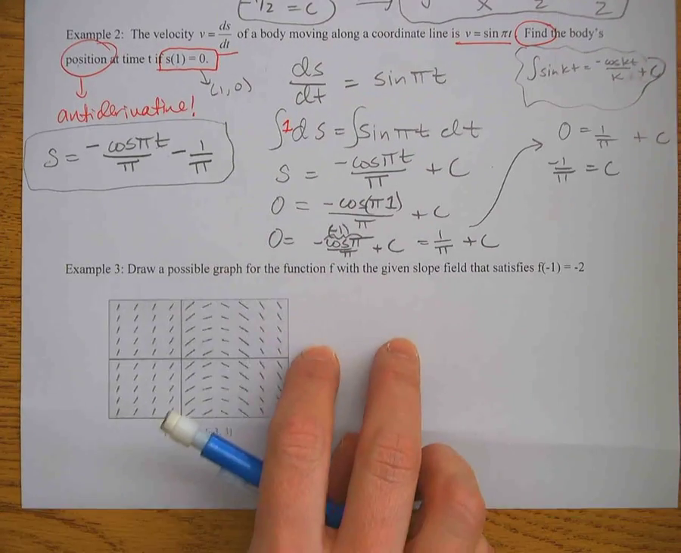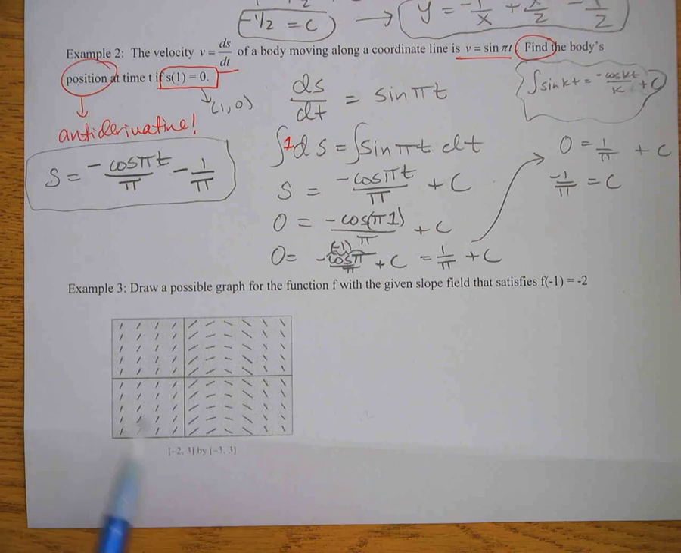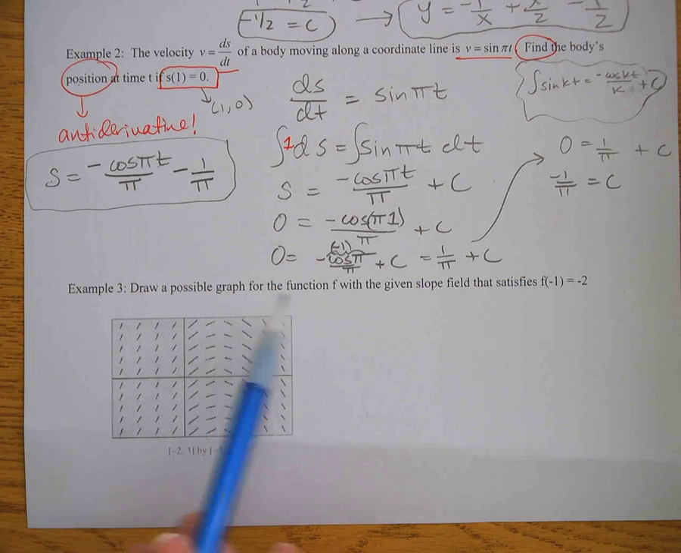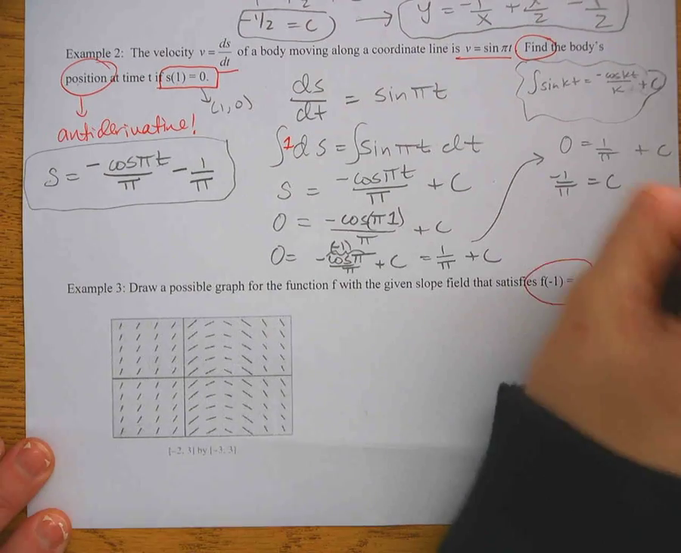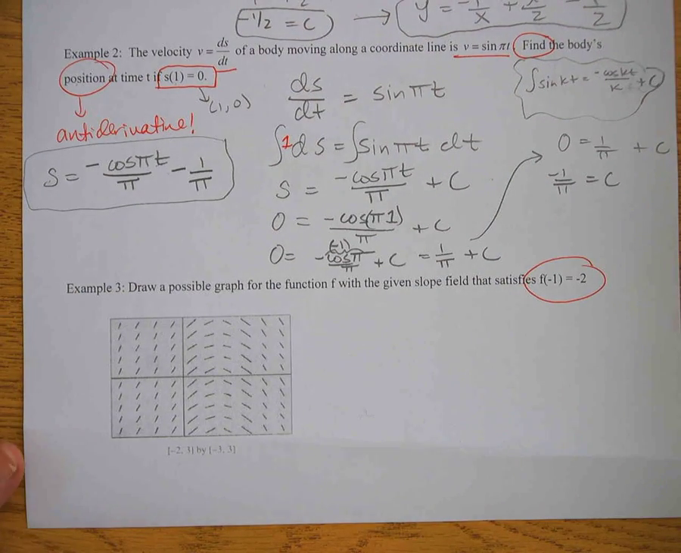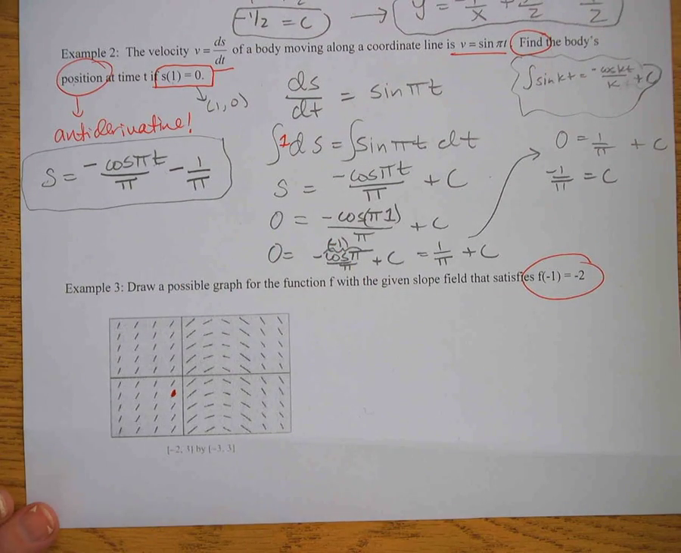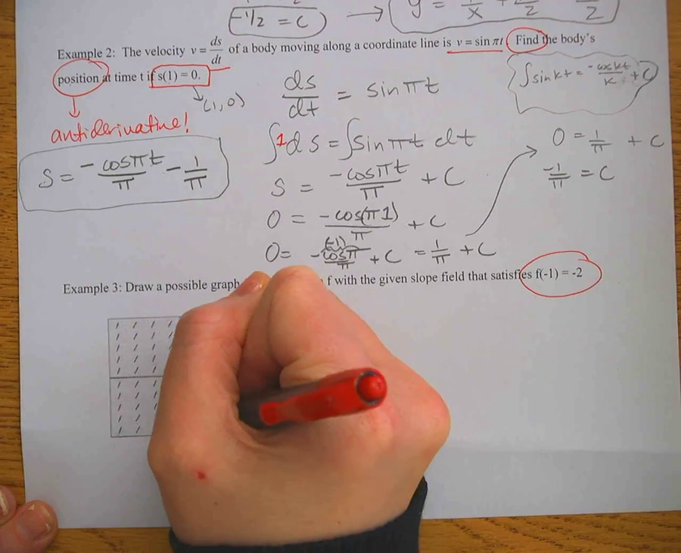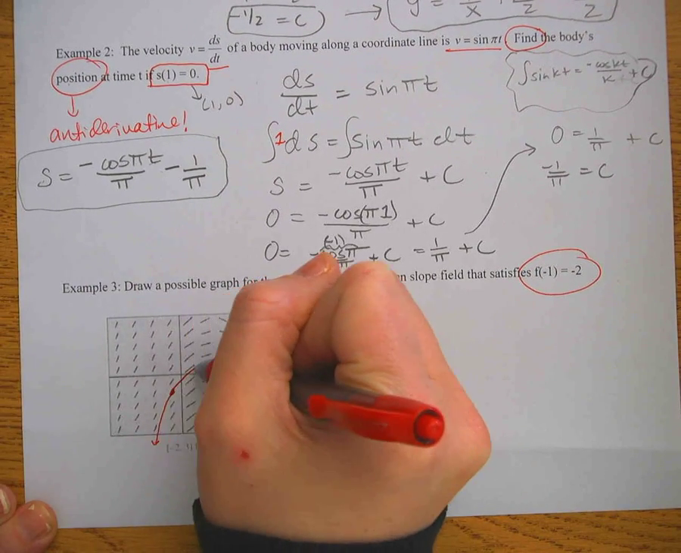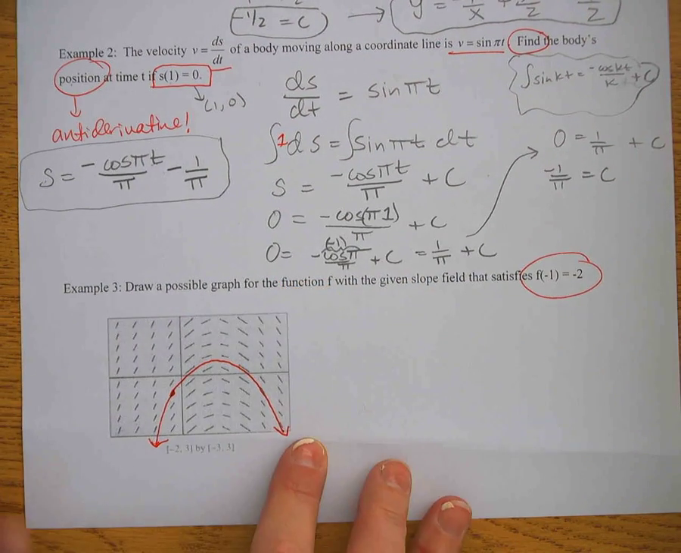Okay, then for example 3, these are just all examples from your book. You're given the slope field and it just wants you to draw a graph for the function. Doesn't give us an equation or anything. Just gives us this point, -1, -2. So I locate -1, -2. So left 1, down 2. And then I just follow the directions of the slopes. Looks like here they're tending down. And here they're kind of going up and then back down. So this kind of looks like a parabola again, like the first one we did.